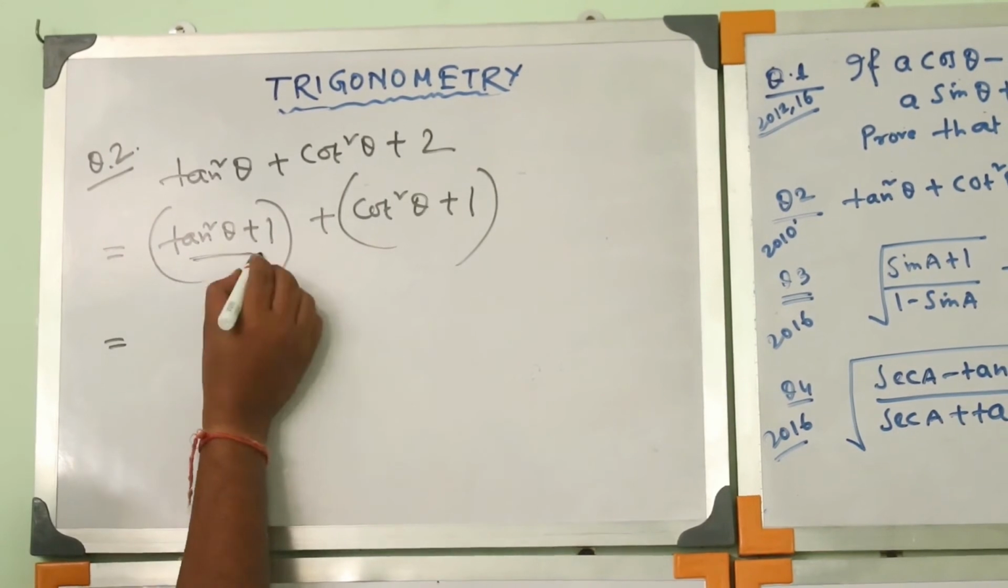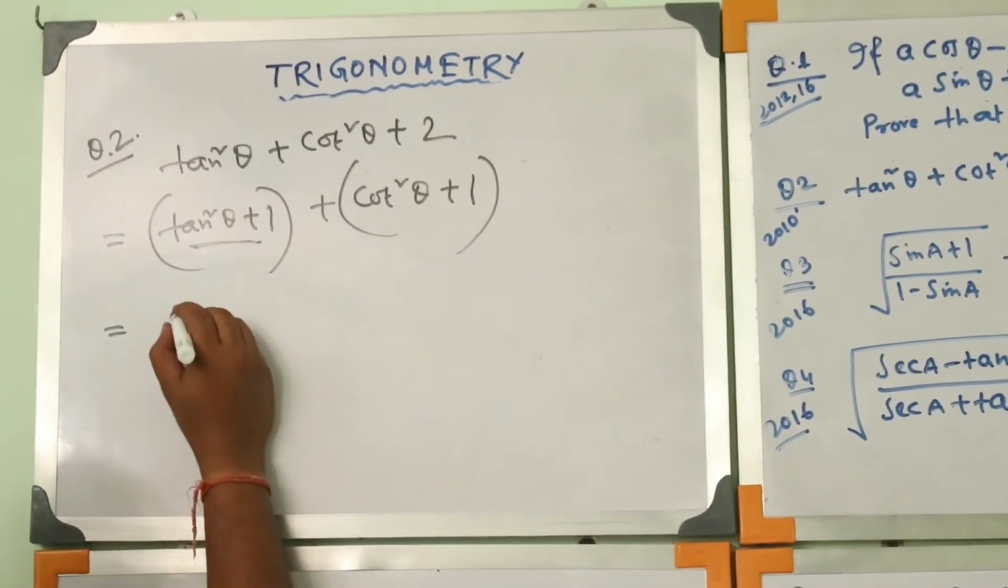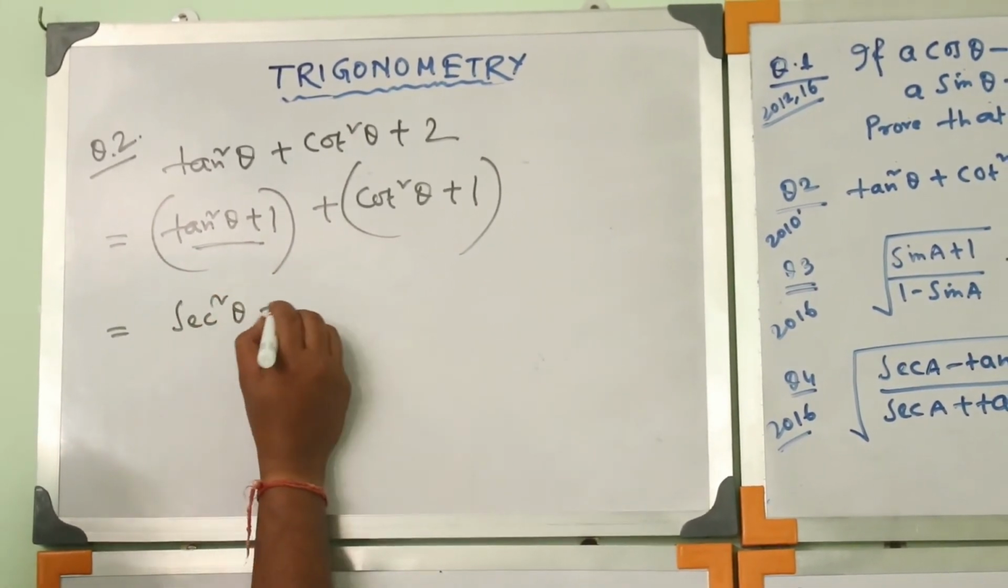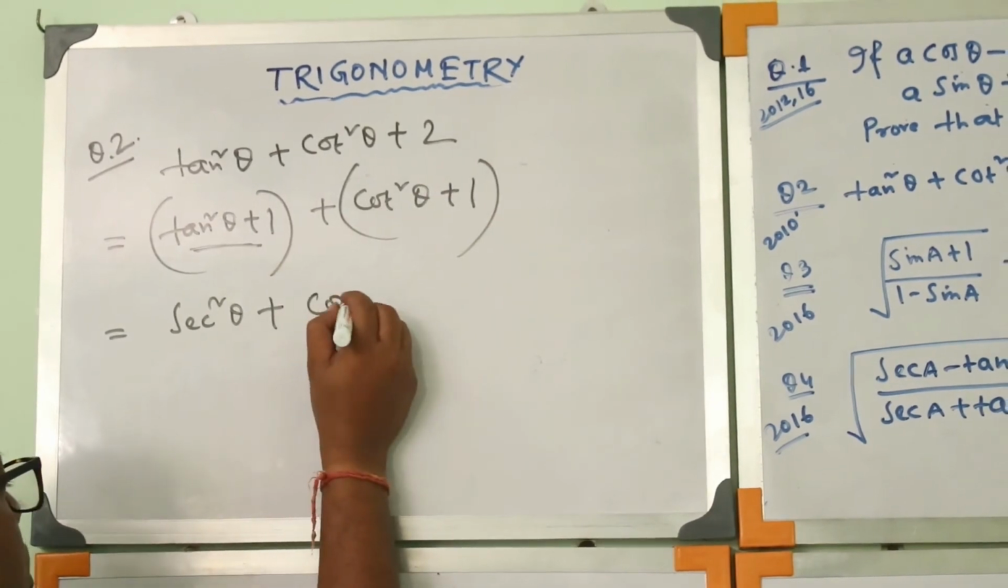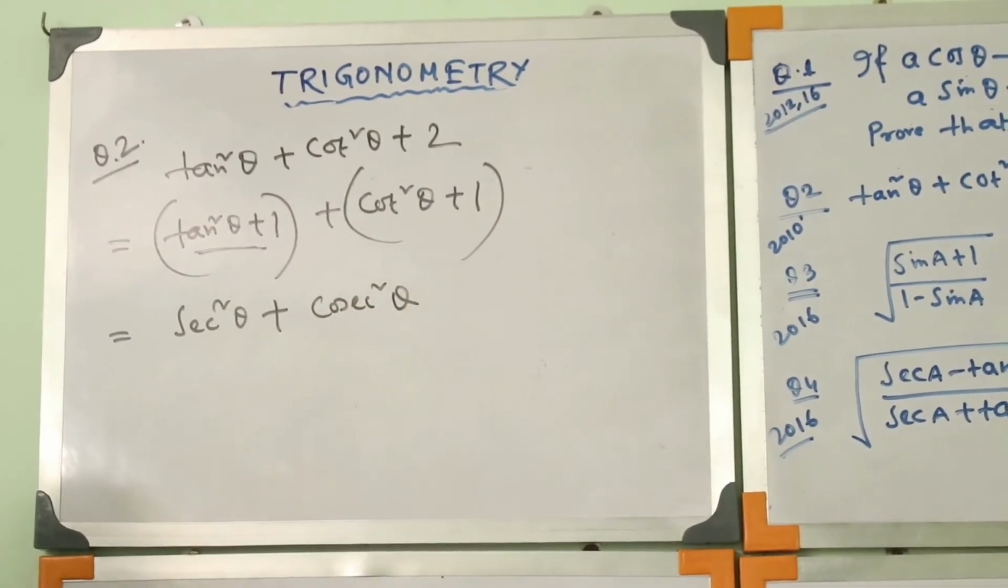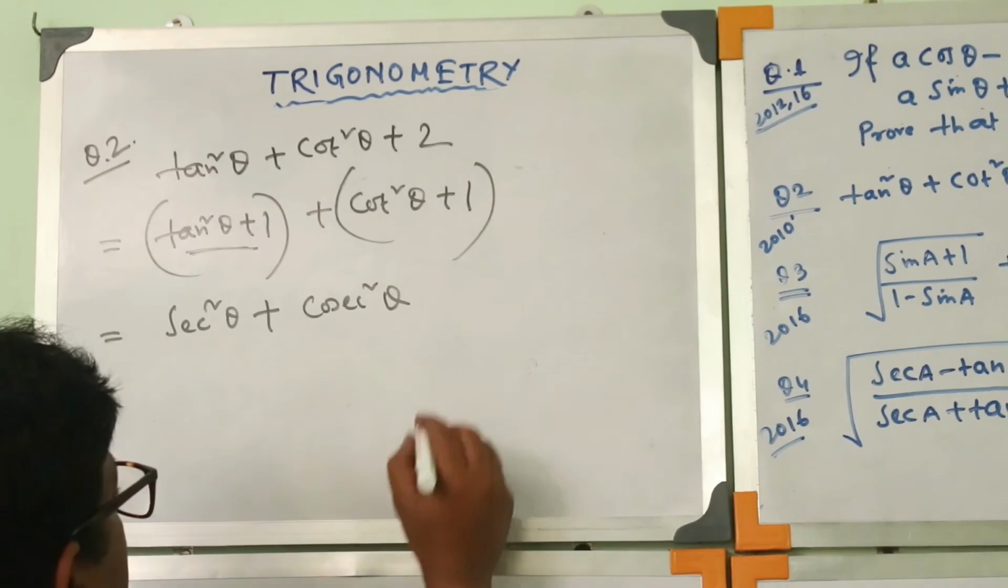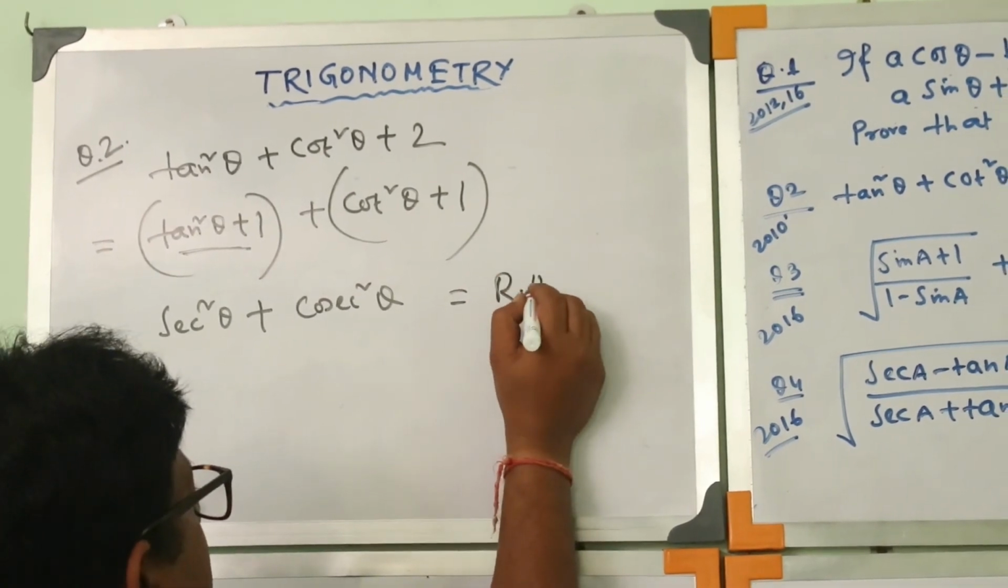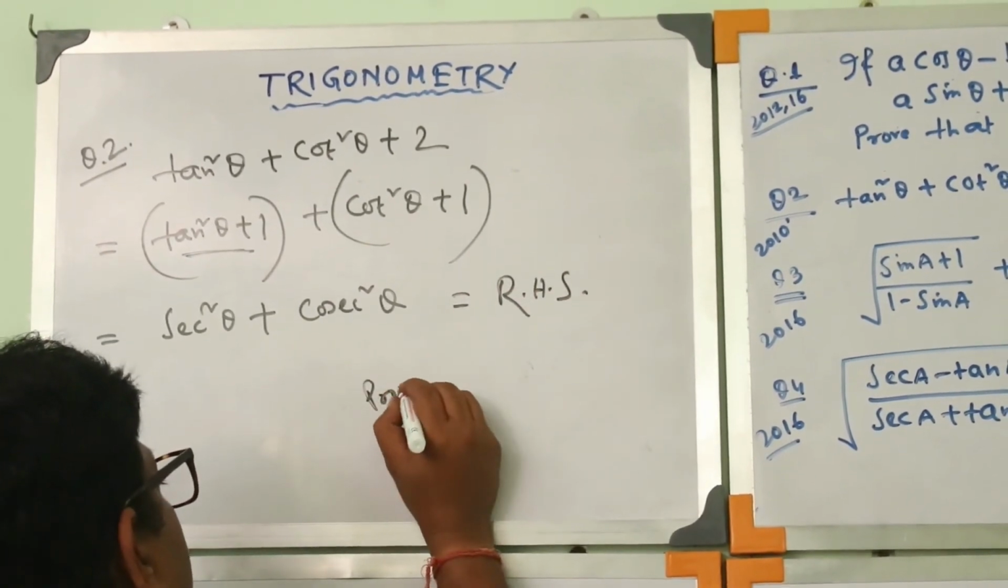1 plus tan square theta, from identities we know this will be equal to sec square theta. And 1 plus cos square theta, that is cos square theta. So this is equal to the right hand side. So this is also proved.